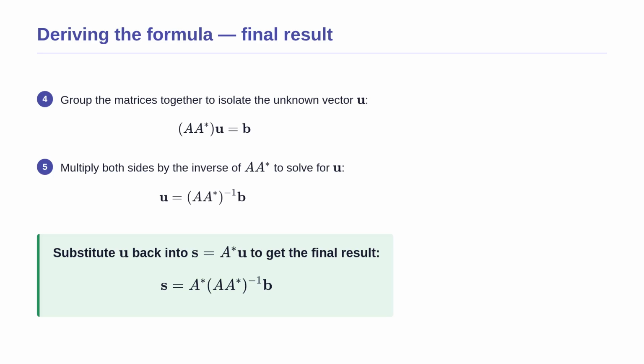Now that we know what u is, we can plug it back into our very first assumption, where S equals A star times u. This substitution yields our final result, the beautiful master formula for the minimal solution. We have mathematically proven why this formula works.